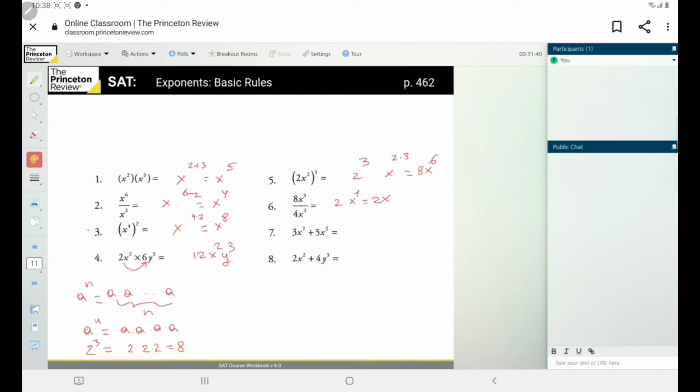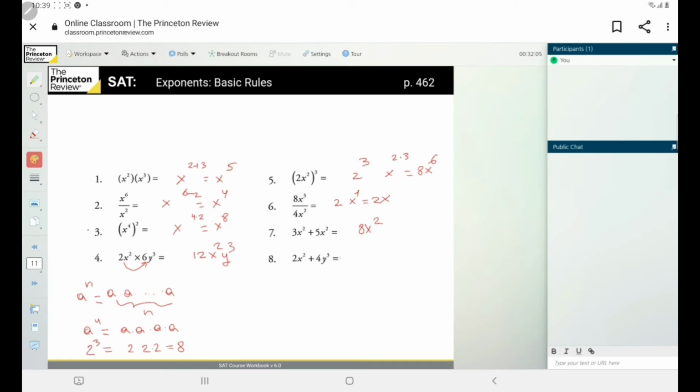For the seventh one, the variables are the same, as you see here. The variables are x and the exponents of these variables are also the same. In this case, we can add the coefficients of these variables. So 3 plus 5 gives us 8, and we write x squared. The answer is 8x squared.